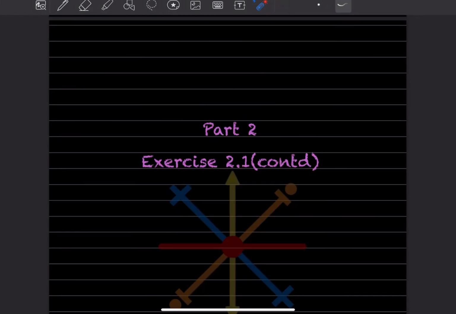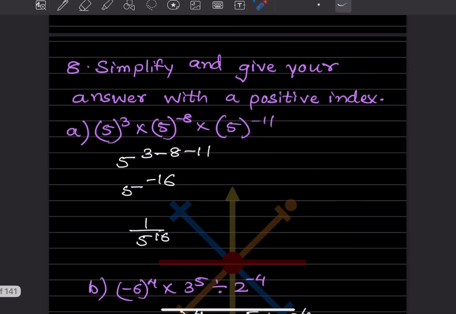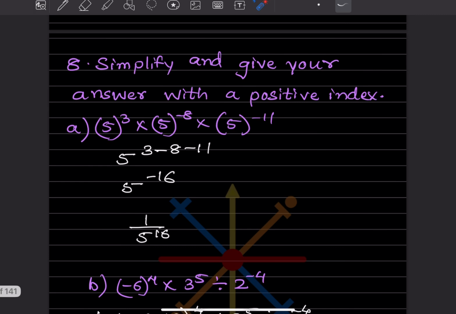So today we'll do part 2. In that we'll see exercise 2.1. We have already done a few questions, so the remaining ones we'll see here. Here they say simplify and give your answer with a positive index. Now you can see the base is the same and this is multiplication.